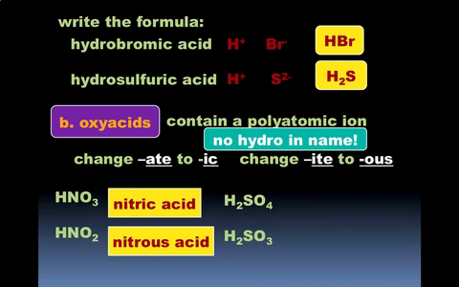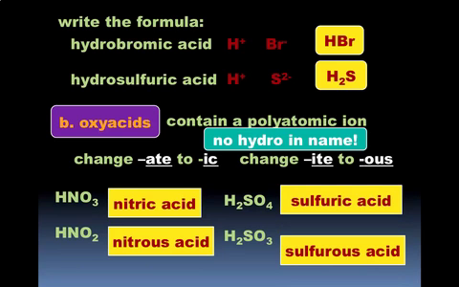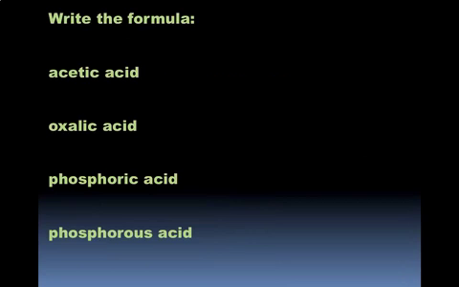The next one is nitrite, so that changes to OUS, so it's nitrous acid. Our SO4 is sulfate, so that's going to be sulfuric acid. And the next one is sulfite, SO3, so that's sulfurous acid. To write the formula, you just go in reverse.